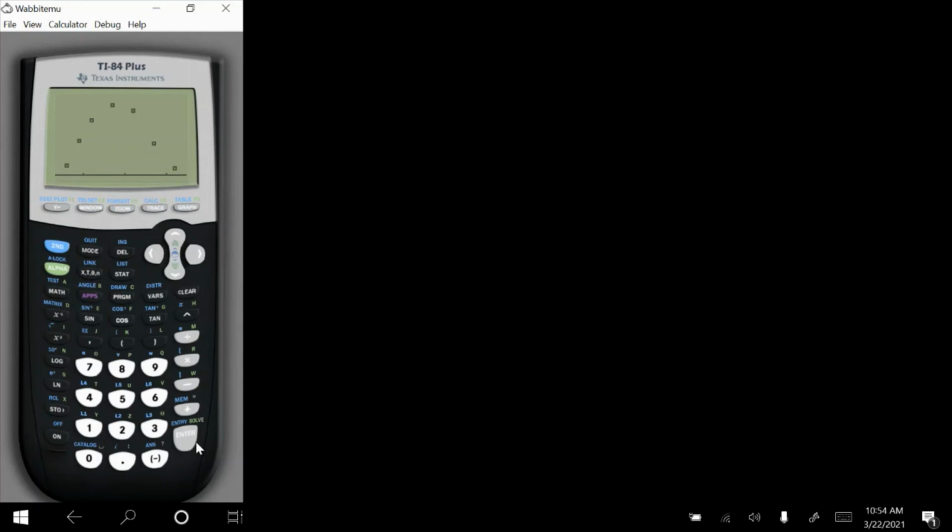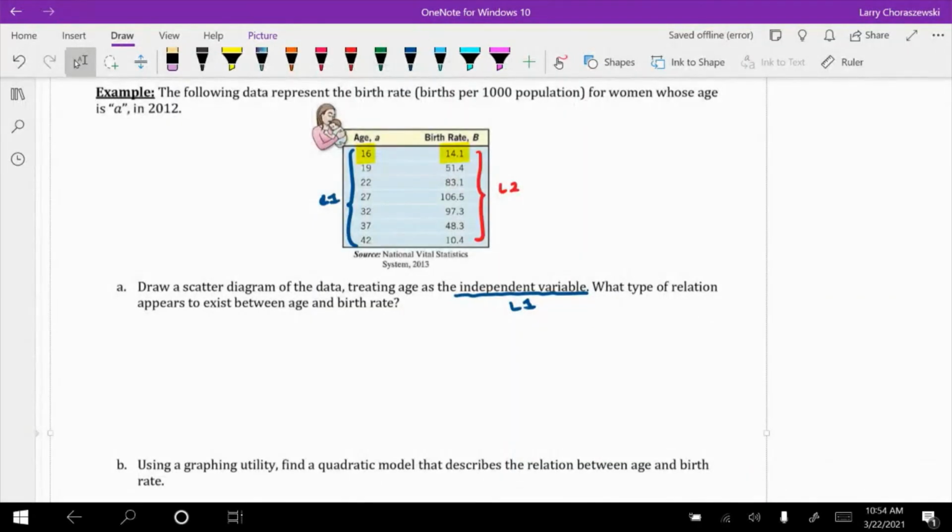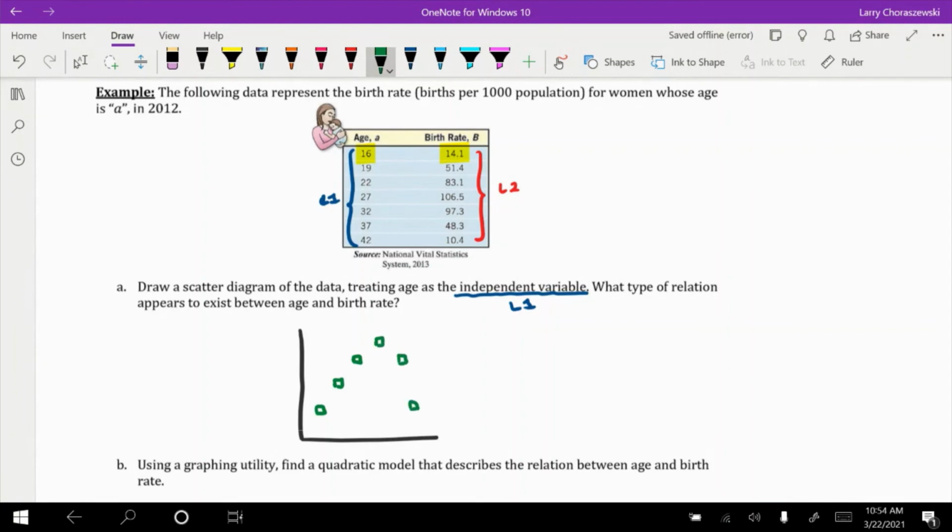Now for the answer to part A, where it says draw a scatter diagram of the data, just a rough sketch of the points that you're seeing is good enough for me. So just try to recreate those little boxes which represent the data as best as you can. It doesn't have to be 1000% accurate here.